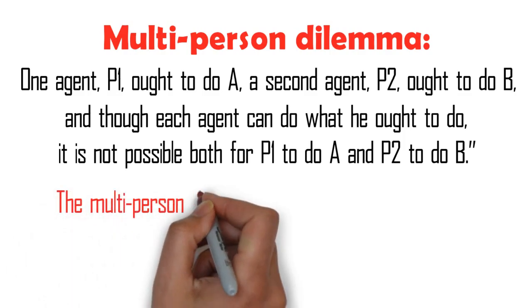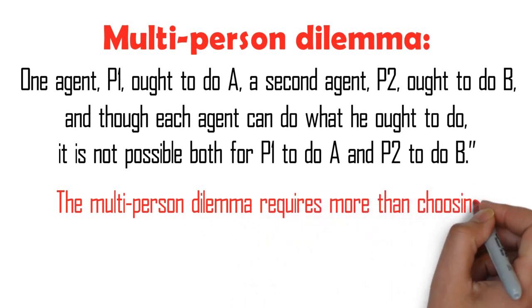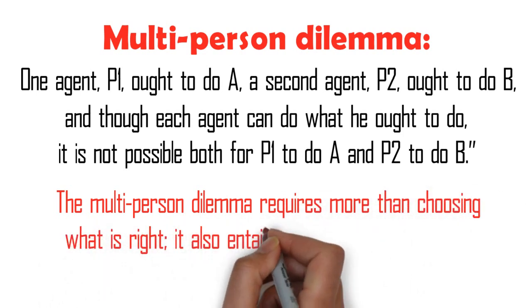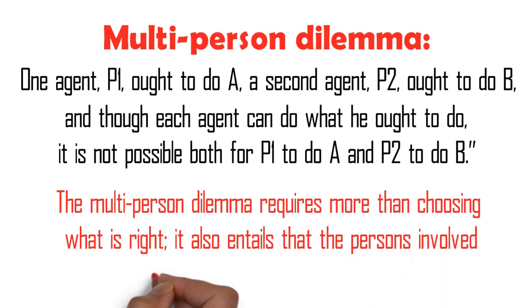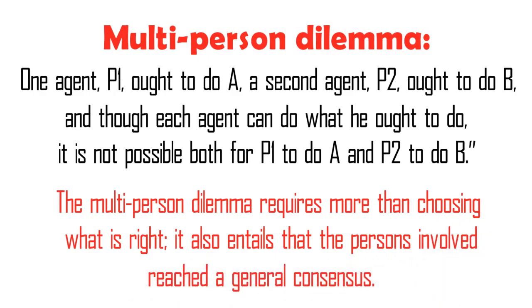The multi-person dilemma requires more than choosing what is right. It also entails that the persons involved reach a general consensus. In such a manner, the moral obligation to do what is right becomes more complicated in the multi-person dilemma. On the one hand, the integrity of the decision ought to be defended on moral grounds. On the other hand, the decision must also prevent the organization from breaking apart.